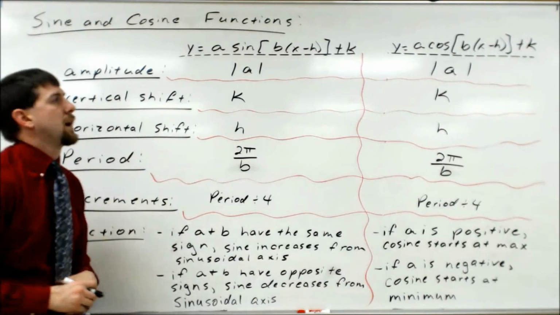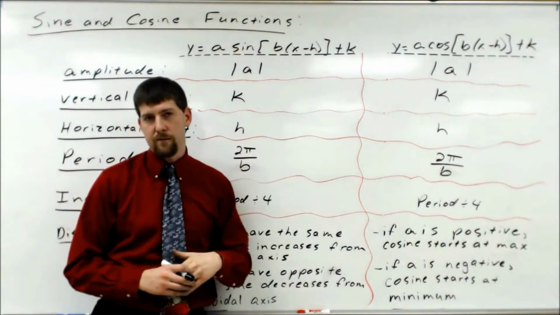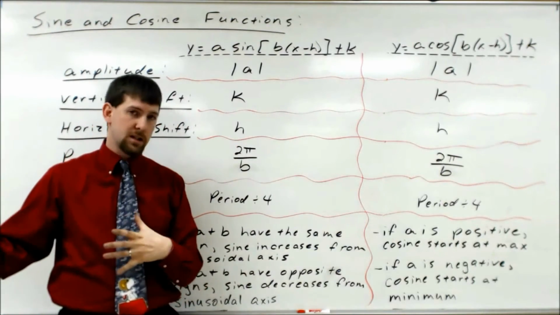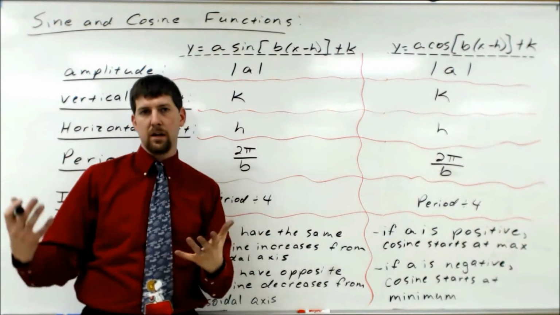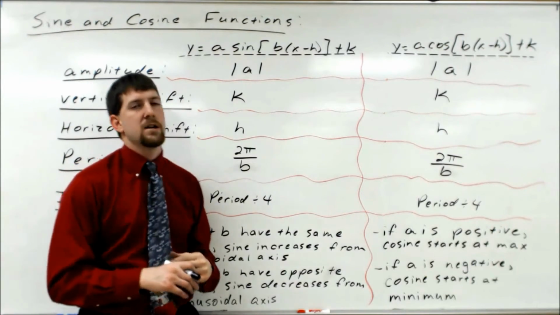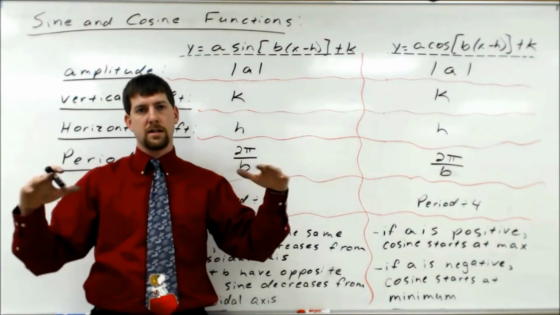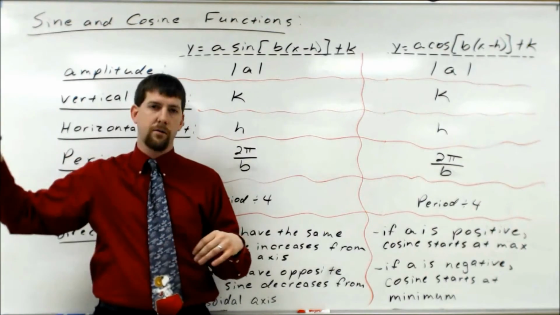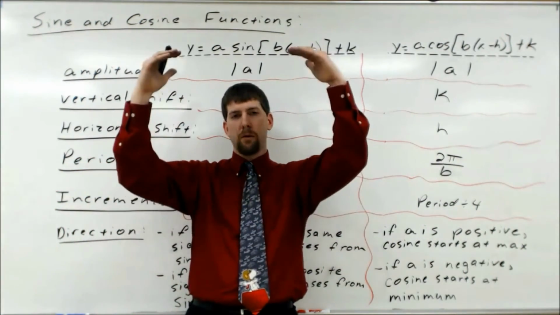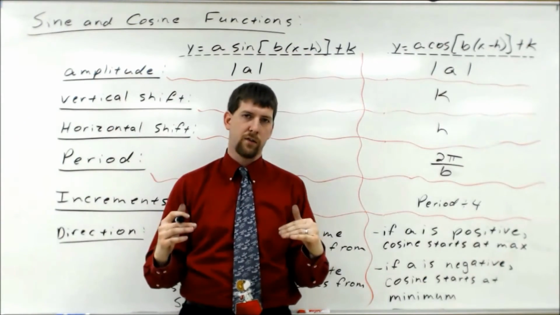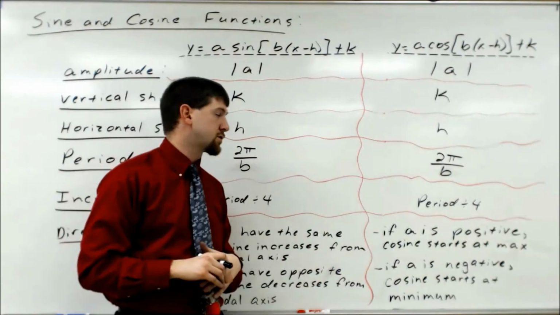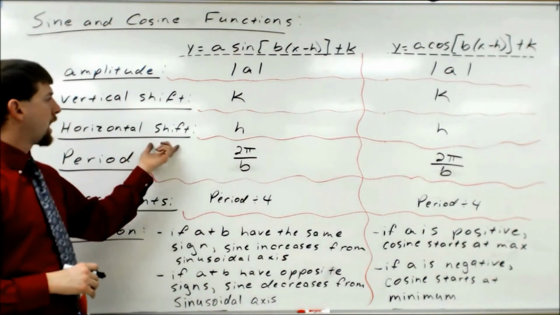The next thing we would want to look at is the vertical shift, and that's k. Anything we add on to the end of the parent function is going to be how far up and down we're moving our graph. And that's just going to move our sinusoidal axis, the line that runs right through the middle of our graph. The sinusoidal axis is going to move up if k is positive, down if k is negative, and now we can manipulate and move this graph all over the place.